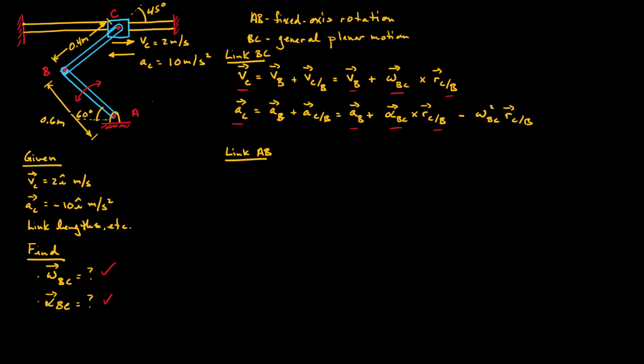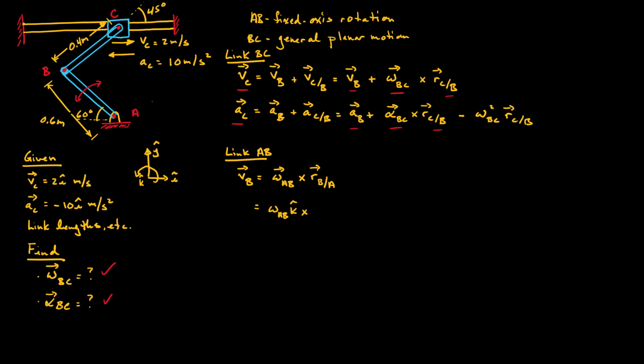As mentioned, link AB undergoes fixed axis rotation. So let's come up with an expression for the velocity of point B for fixed axis rotation. And it's just omega AB crossed with R of B with respect to A. At this point, we don't know what omega AB is. We're going to assume that omega AB is in the positive k direction. If you recall, positive i is to the right, positive in the j hat direction is up, and k is positive counterclockwise. So this is just an assumption at this point, since we actually don't know omega AB.